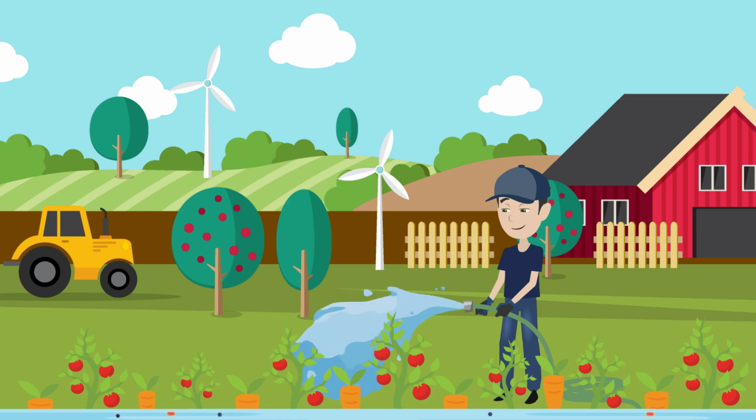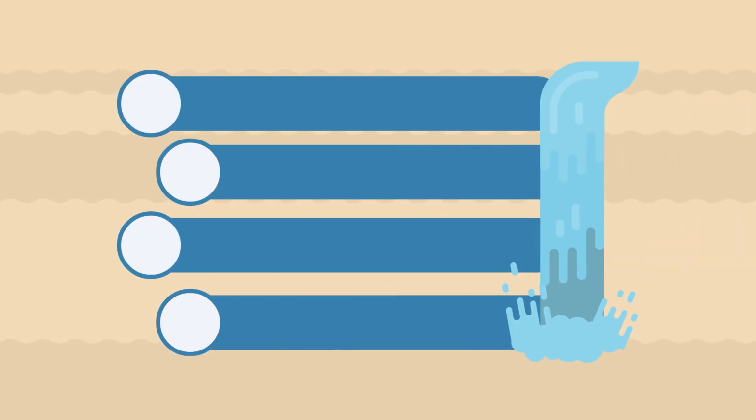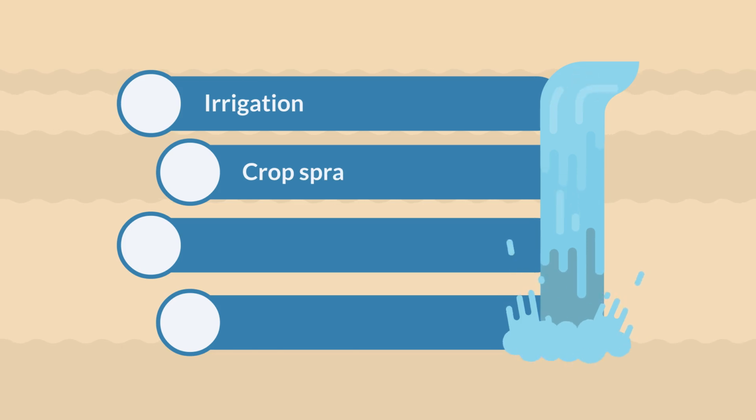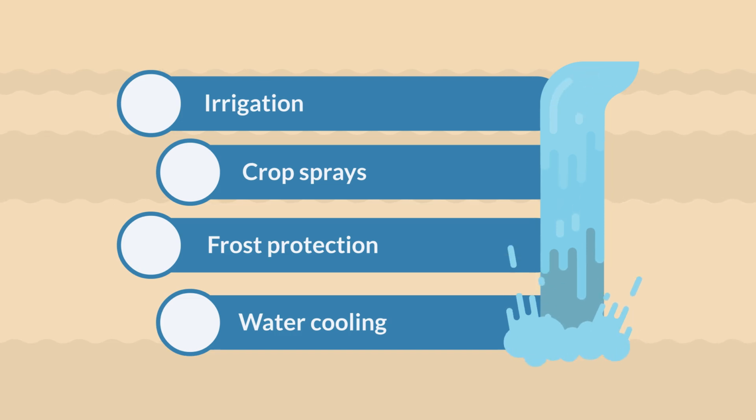Pathogens can move with the water and can contaminate raw agricultural commodities through various ways in which it is applied to the crop during the growing phase. As said before, the application can take place through irrigation, crop sprays, frost protection, water cooling, and other uses where water mixes with fresh produce. Know that the less contact the harvested crop has with water, the lower the risk of contamination.